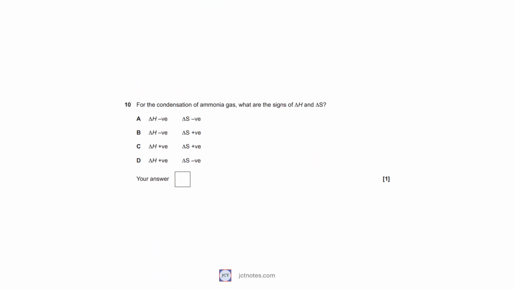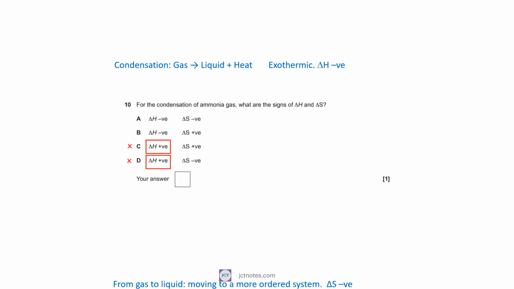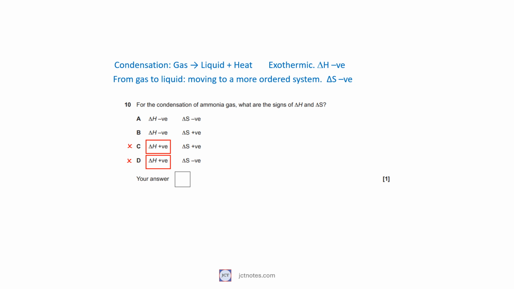In question 10, we are asked what the signs of the change of enthalpy and entropy are for the condensation of ammonia gas. Condensation, the change from a gas phase to a liquid phase, is exothermic. We need to remove heat from the system to transform from a gas to a liquid, therefore the change of enthalpy is negative. Options C and D are discarded. From gas to liquid we are moving to a more ordered system, thus the change of entropy is also negative. Option A is the only option. The correct answer is A.